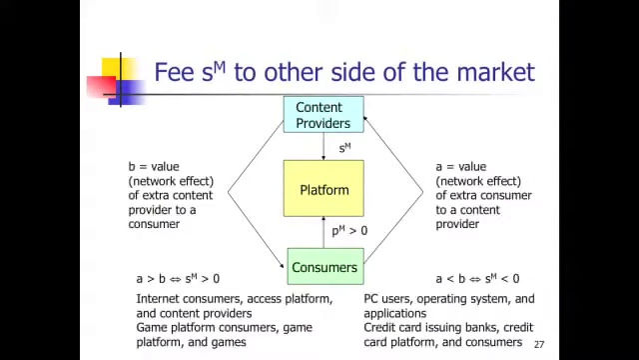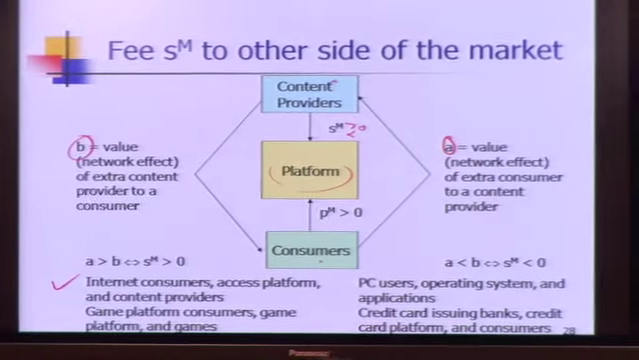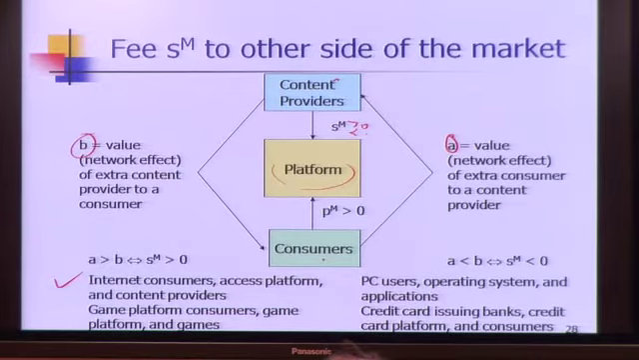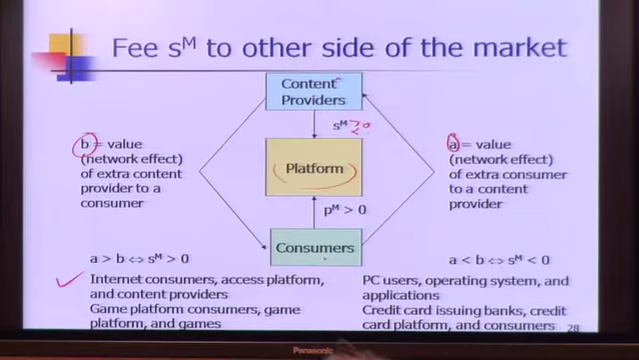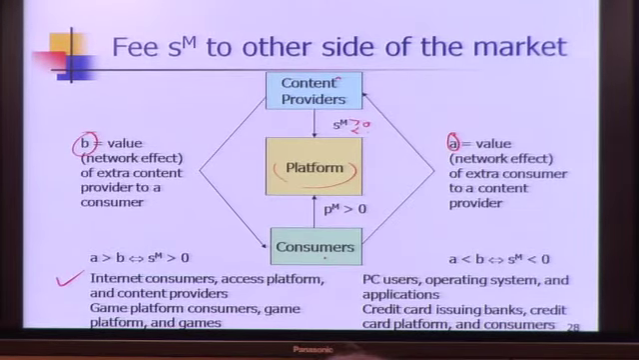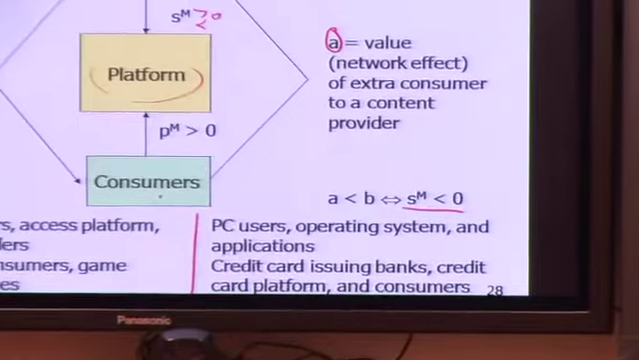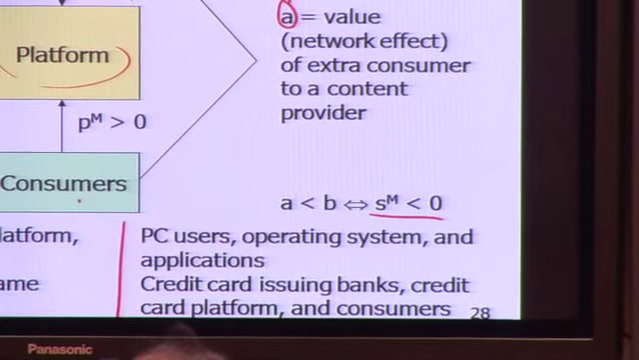Let me give you some examples. So the crucial thing was the A and the B. For our case, which is internet platforms, consumers here, content providers here, the fee is bigger than zero. Similarly for game platforms. In game platforms, we know that the game platform collects royalties from the people who write games. But then we have some other cases where the opposite thing happens. In fact, the networks subsidize the people on that side.